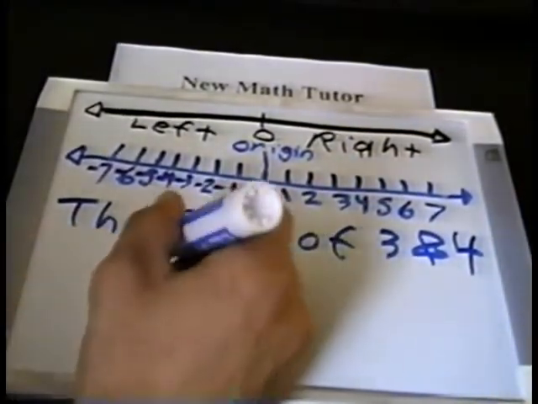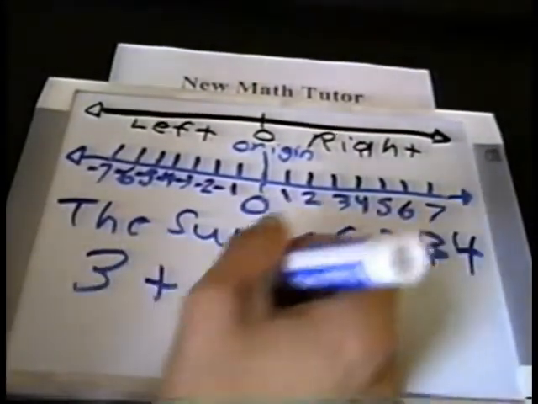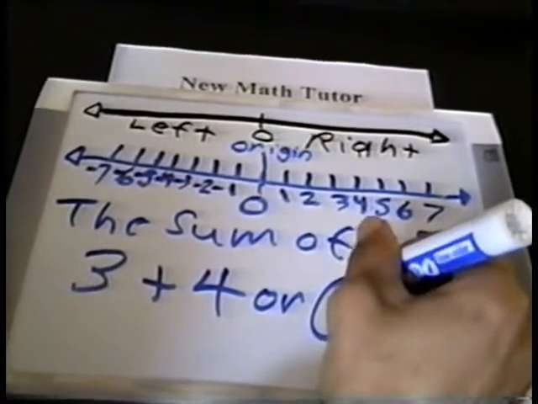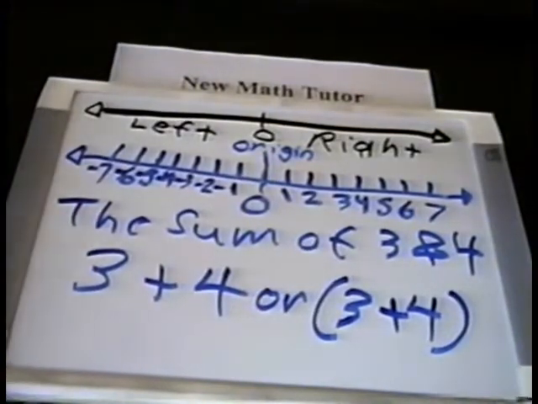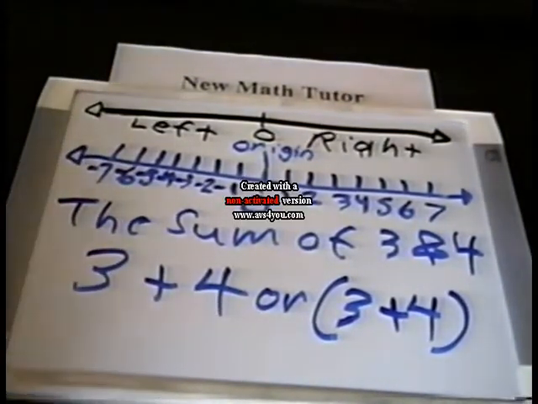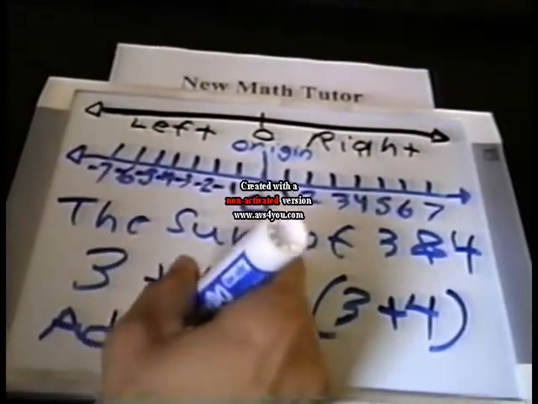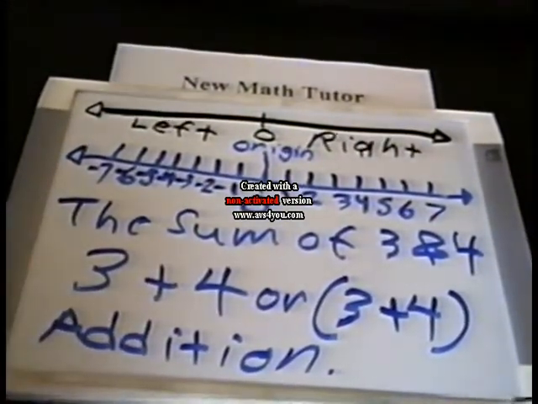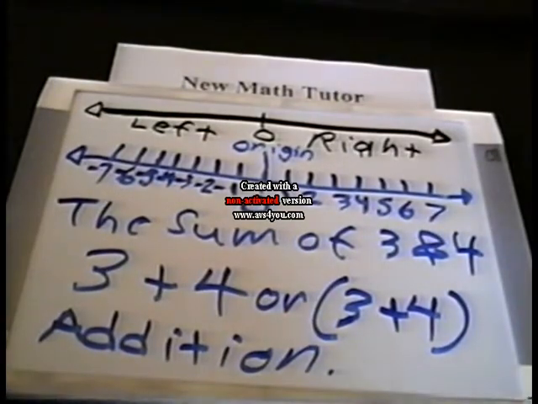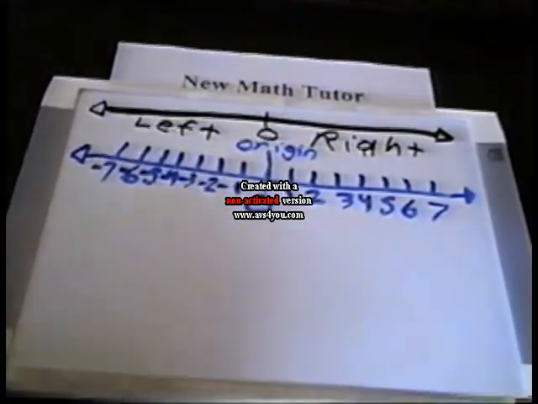So we say the sum of 3 and 4. We would write that as 3 plus 4. Or in parentheses. That's an instance of an addition.